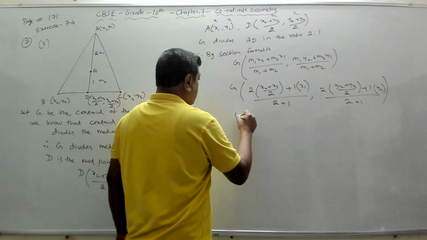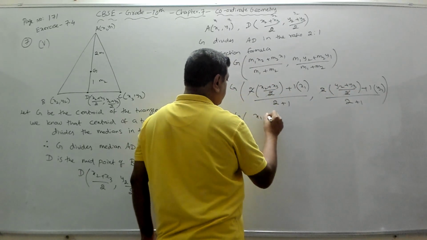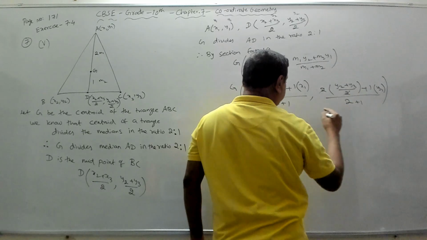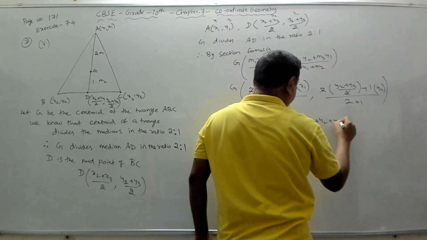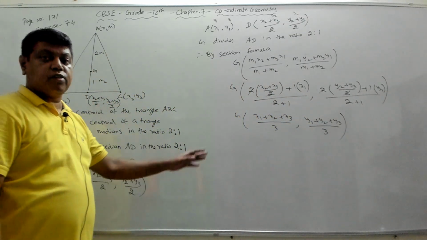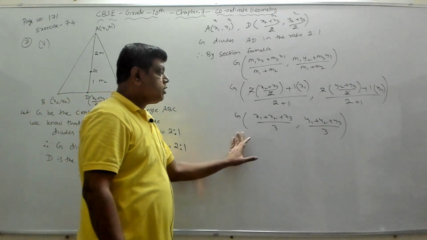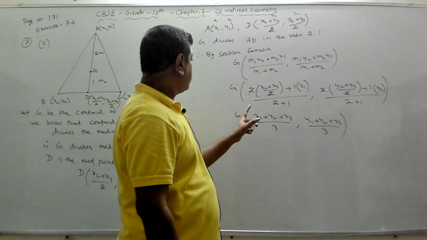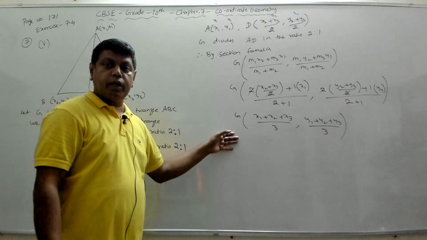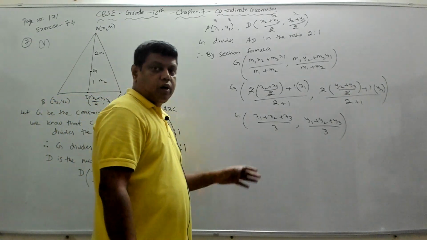So that gives you G of this. This 2 will get cancelled, this 2 will get cancelled. So you will get x1 plus x2 plus x3 by 3, comma y1 plus y2 plus y3 by 3. This is the centroid of the triangle. If three vertices are x1 y1, x2 y2 and x3 y3, then the centroid G of the triangle is given by x1 plus x2 plus x3 by 3 comma y1 plus y2 plus y3 by 3. This can also be taken as the formula to find the centroid of the triangle.